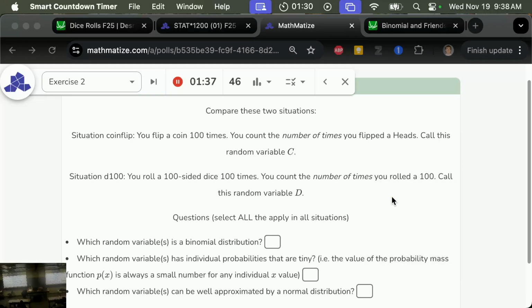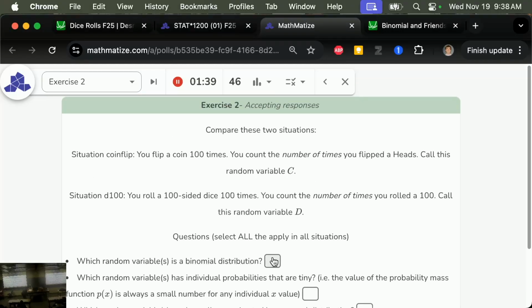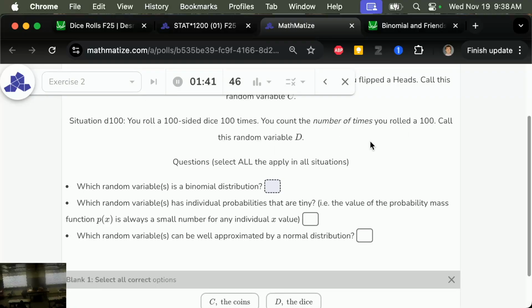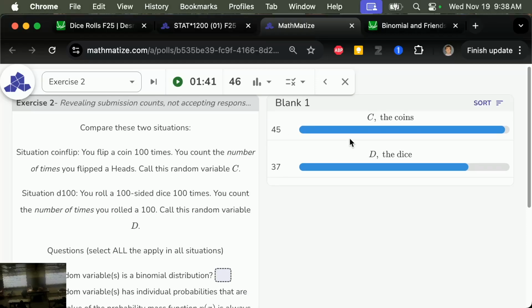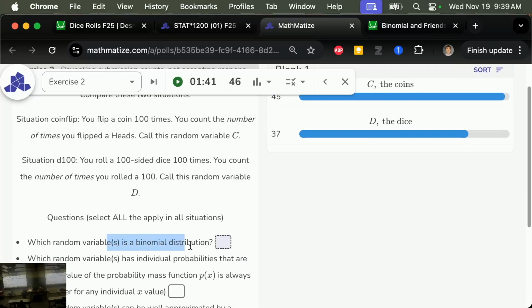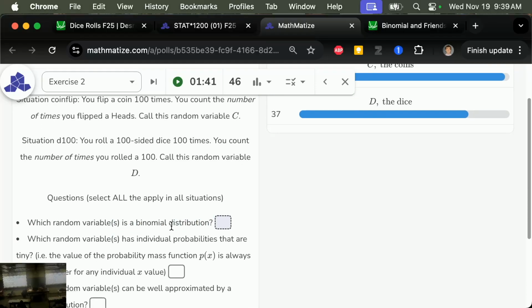Okay, so this time, was everybody awake when I said the answer is both? 10 people were still asleep. Okay, but this one is both. Both were binomial. Now, which one has the tiny probabilities?